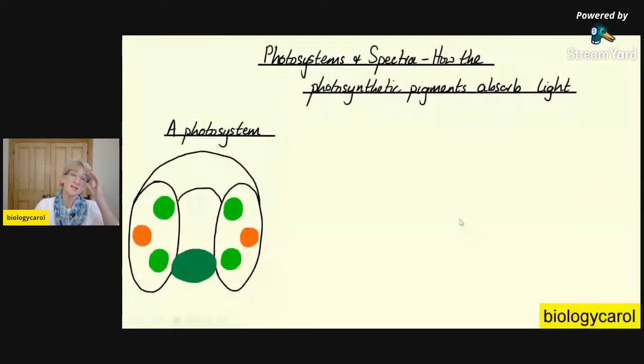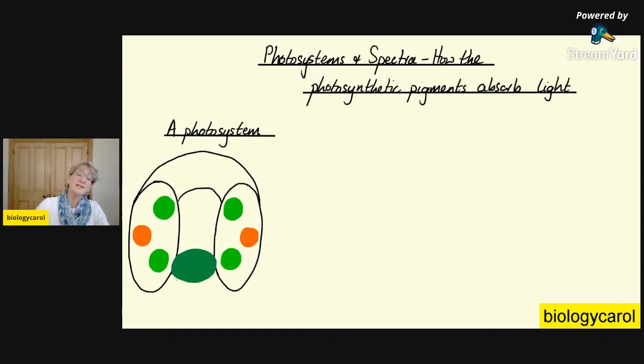So now let's get down to the nitty gritty. Hamid, you're allowed to go and have a cup of tea now. Let's talk about photosystems and how the photosynthetic pigments absorb light.